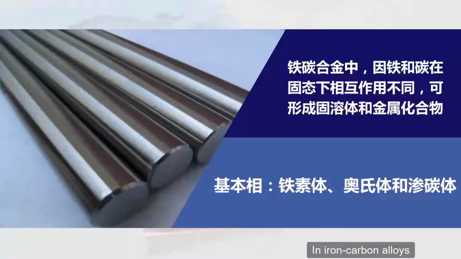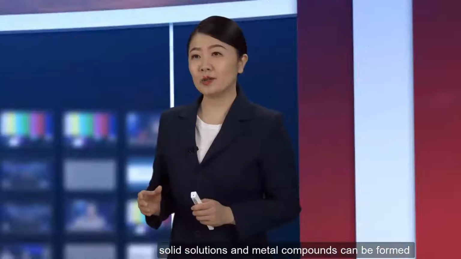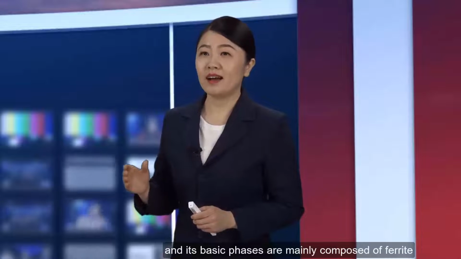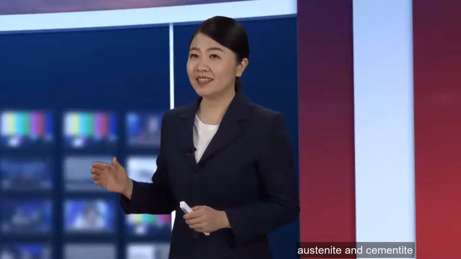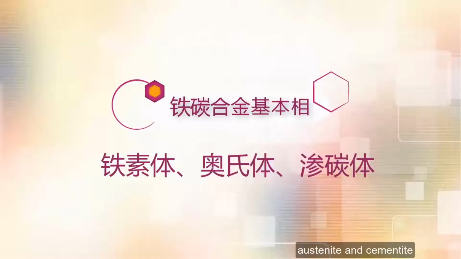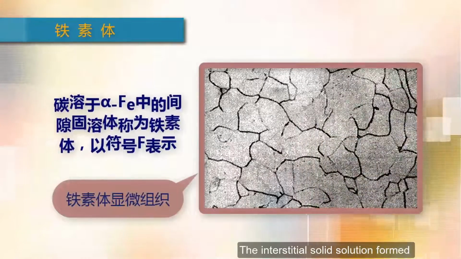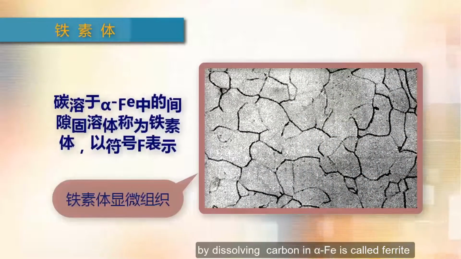In iron-carbon alloys, due to the different interactions between iron and carbon in the solid state, solid solutions and metal compounds can be formed, and its basic phases are mainly composed of ferrite, austenite and cementite. The interstitial solid solution formed by dissolving carbon in alpha Fe is called ferrite, denoted by F.